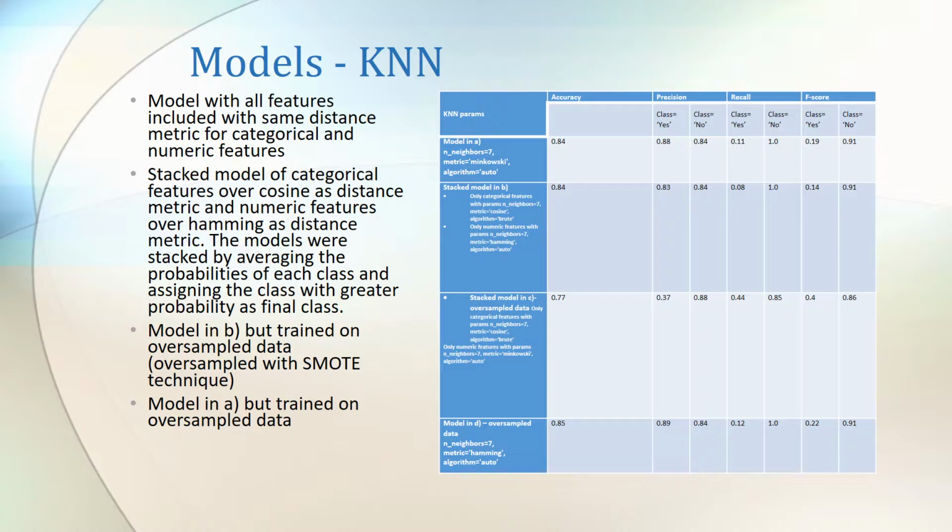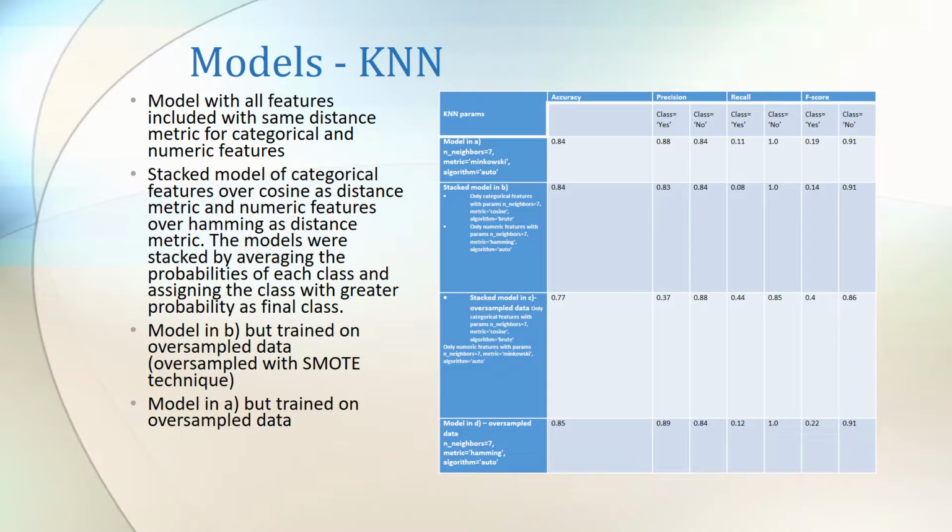We see that the accuracy of the KNN models ranges between 0.77 to 0.85. We see that the stacked model, where we have used the different distance metric, is not giving much improvement over the normal model.